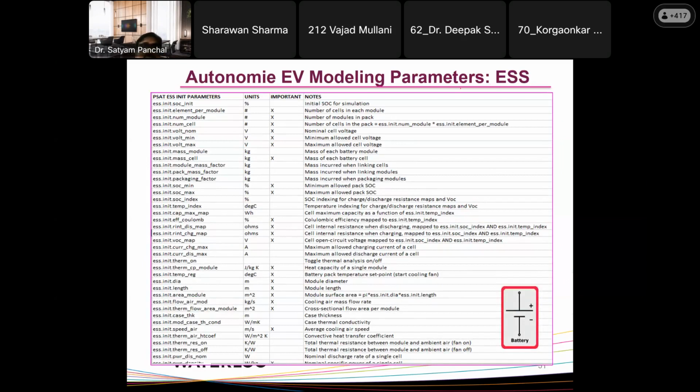The typical important part, as I said earlier, the heart, is the battery, meaning the energy storage system. Typical parameters we need are the number of cells either in series or in parallel, initial SOC, nominal cell voltage, minimum allowable cell voltage, maximum allowable cell voltage, pack SOC, module diameter, module length, module surface, case thickness, Coulomb efficiency, internal cell resistance during charge as well as during discharge, nominal discharge, and thermal resistance. We need all those parameters for this energy storage system.